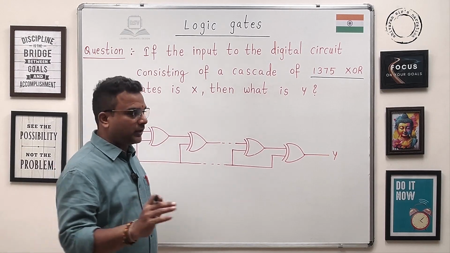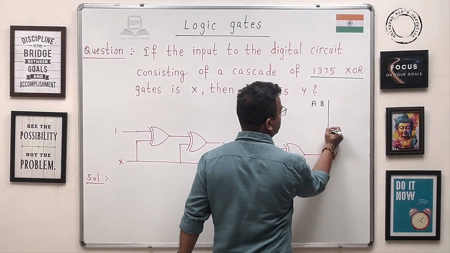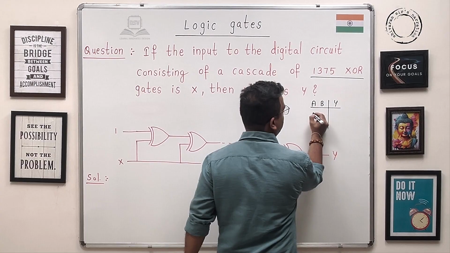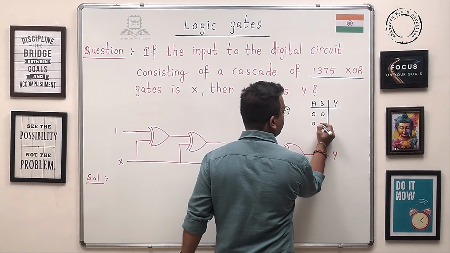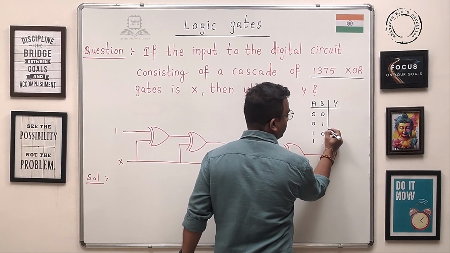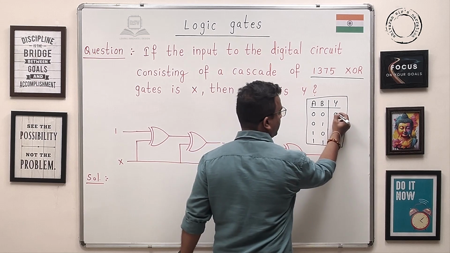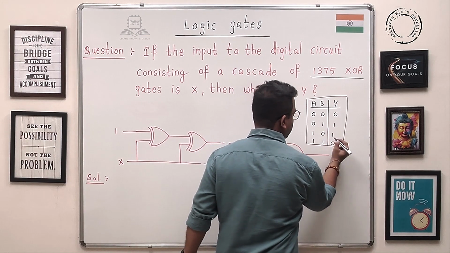What is the truth table of an XOR gate? Whenever odd inputs are present, output is 1. Whenever both the inputs are the same, then output will be 0. Like this, isn't it? Yes.